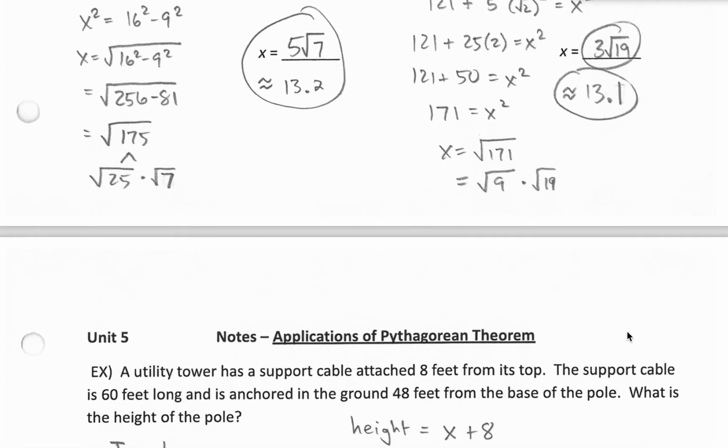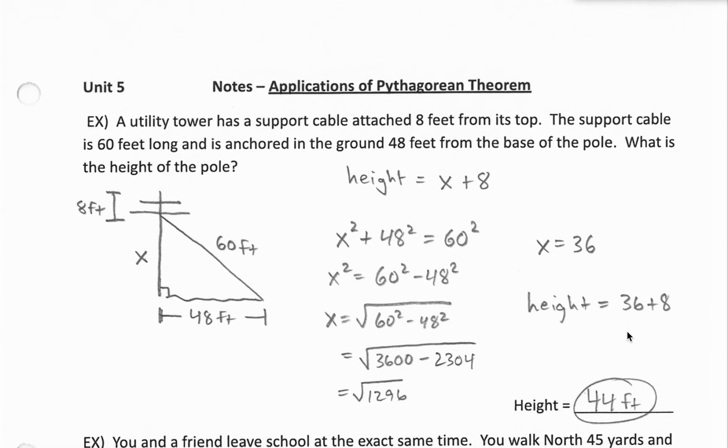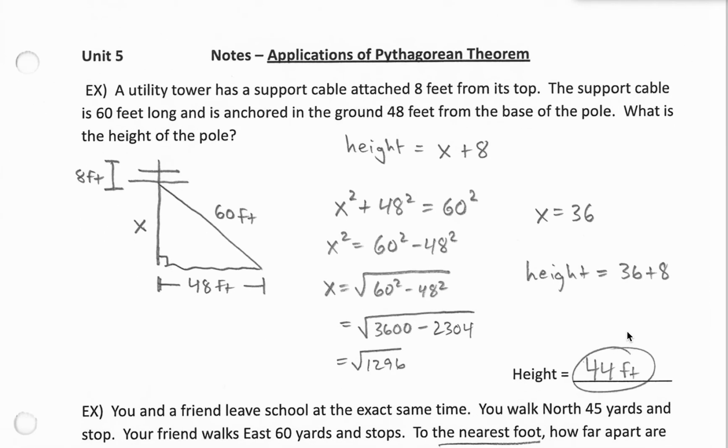All right, so if you can use the Pythagorean Theorem a variety of different ways like we just practiced, well, then you can solve any application involving Pythagorean Theorem. Here's your first example. Let's say that a utility tower of some kind has a support cable. And that support cable is attached 8 feet from the top of the pole. So if I count backwards from the top 8 feet and attach my support cable, I'm going to bring that support cable that is 60 feet long. I'm going to bring it down and anchor it into the ground 48 feet from the base of the pole.